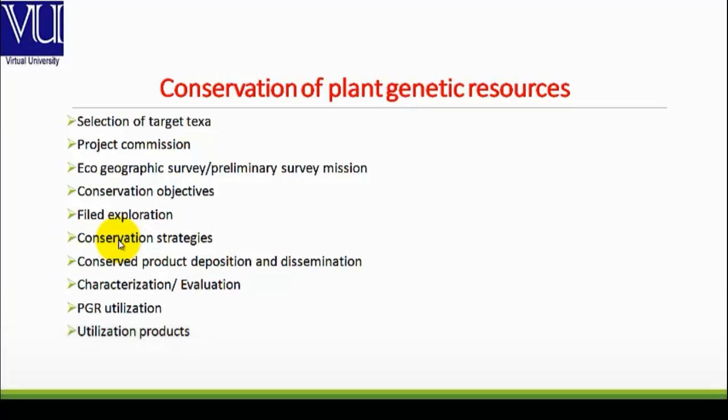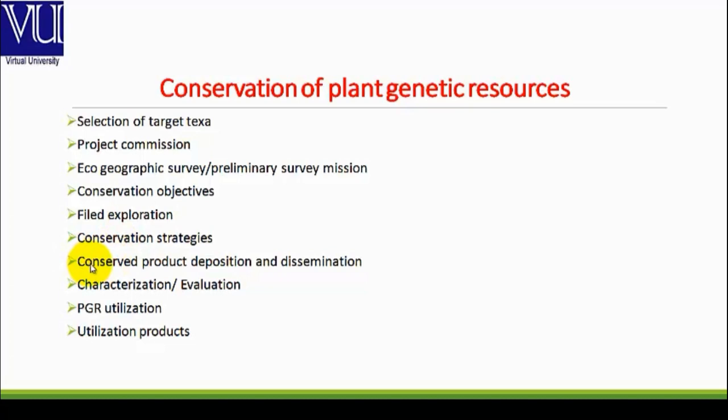This involves the designing, management, and monitoring of these genetic resources. Here are two main strategies about this conservation. The first one is in situ conservation, in which we provide protection to these plant genetic resources inside their habitat, and the next one is ex situ conservation, in which we give protection to these plant genetic resources outside their habitat. We will discuss both these types in the next lecture in detail.